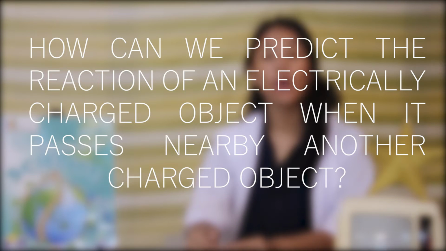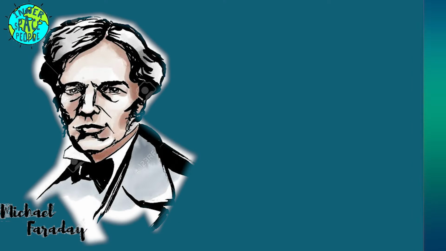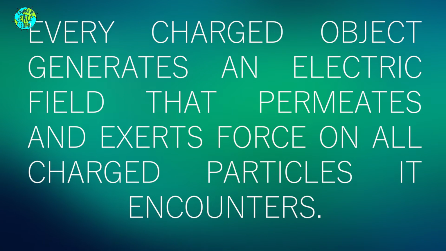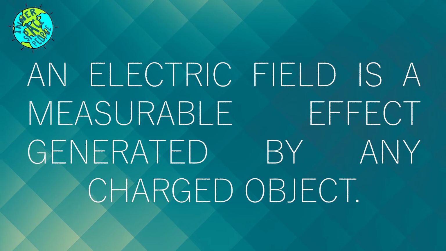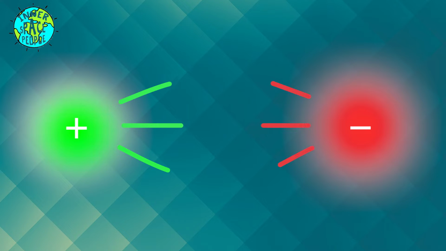So first, let us define what an electric field is, and how exactly this is useful to us humans. How can we predict the reaction of an electrically charged object once it passes nearby another electrically charged object? Luckily, British scientist Michael Faraday came up with a way to do just that. He hypothesized that every charged object generates an electric field that permeates space and exerts a force on all charged particles it encounters. And he was totally right! An electric field is a measurable effect generated by any charged object. A field carries energy and passes it on to other charged materials by exerting electric forces.